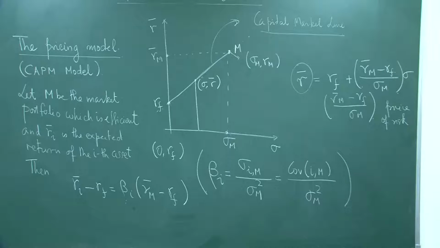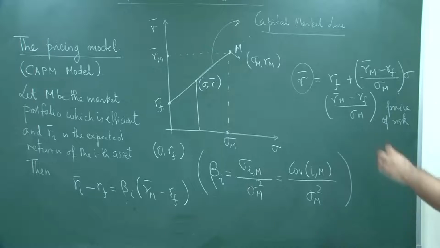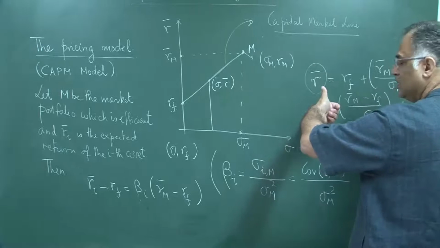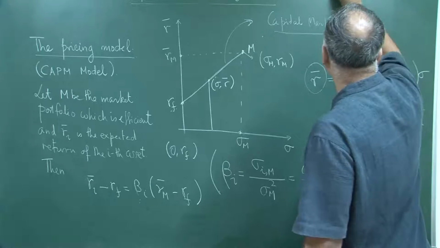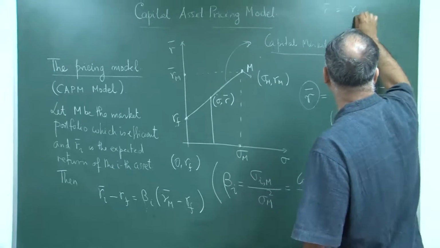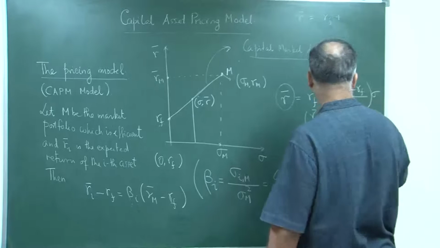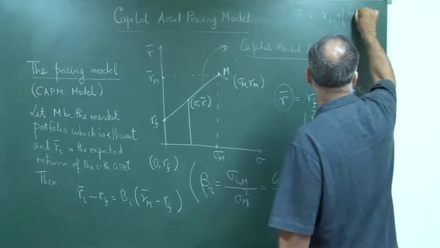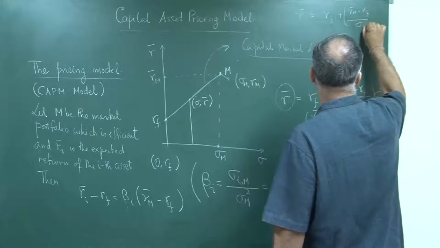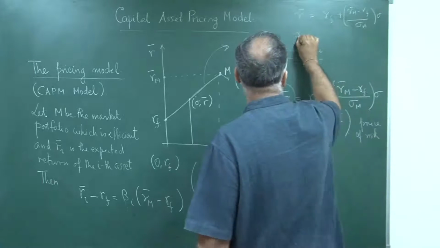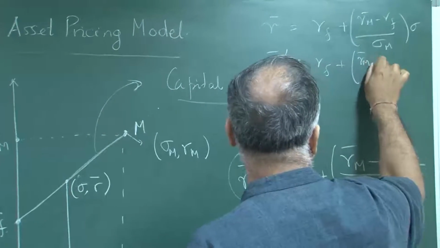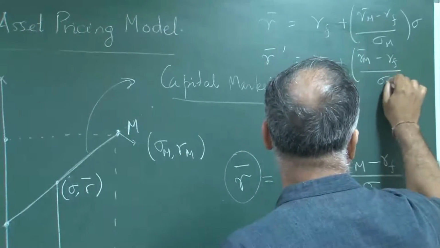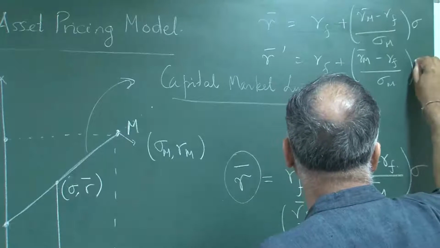Because it tells you how much the change in your expected return is if you increase your risk by one quantity. So, here suppose I have R bar is Rf plus the price of return, R bar M minus Rf by sigma M, into sigma. Now, I have R bar dash, which is Rf plus R bar M minus Rf by sigma M into sigma dash, where sigma dash is say sigma plus 1.